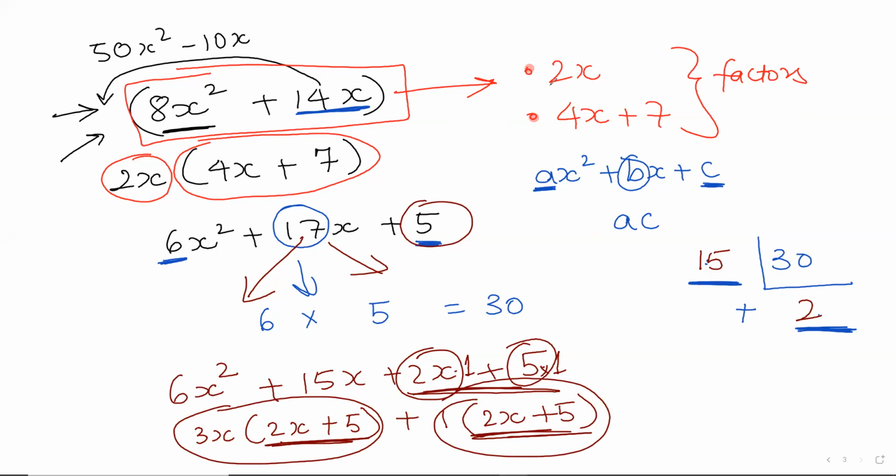All right. So in both of these, let's call 2x plus 5 as something else, some object. Let's call 2x plus 5 as t. So we have 3x into t plus 1 into t. Now between both of these terms, what is common? Is there something common between both of these terms?